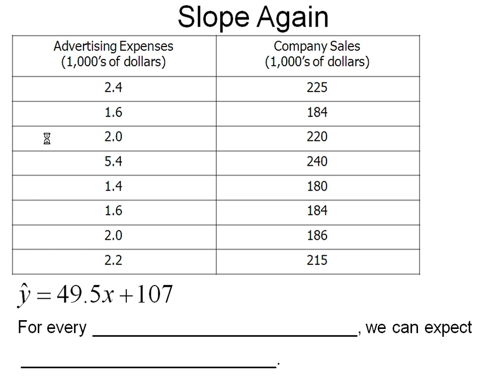Let's try it again. We have a company that recorded how many thousands of dollars they spent on advertising in a given year, and what were their sales for that given year. Here is the equation of the line of best fit, and you can try this yourself. You can pause the video and see if you could fill in these two blanks here. Okay, for every extra $1,000 spent on advertising.